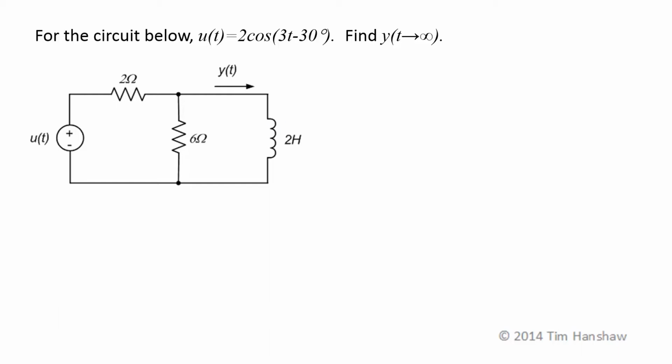We're given an electrical circuit. We want to find y of t as t goes to infinity for this sinusoidal input. Since we're looking for the solution as t goes to infinity, we want the particular solution, which will have the same form as the forcing function.